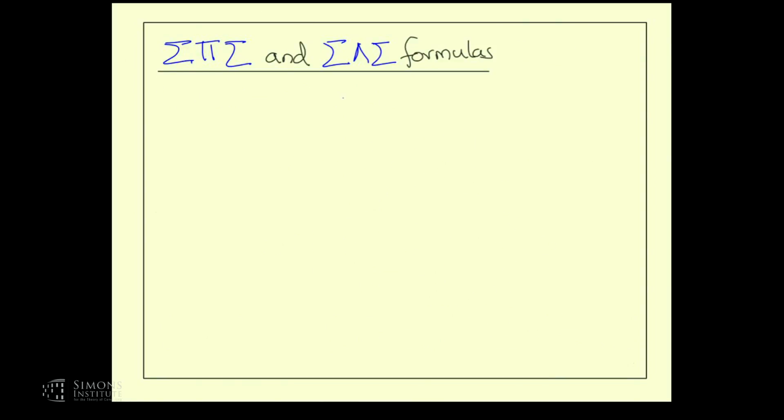Okay, so let's go ahead with proving lower bounds for homogeneous sigma pi formulas. And instead of actually dealing with that more complicated model, I'll try to prove lower bounds for an even simpler model, which are homogeneous sigma pi sigma formulas.